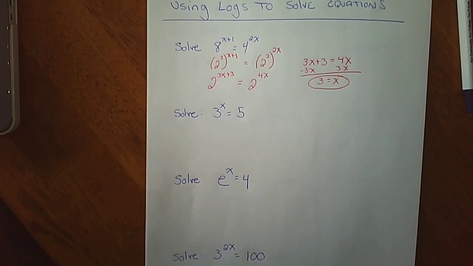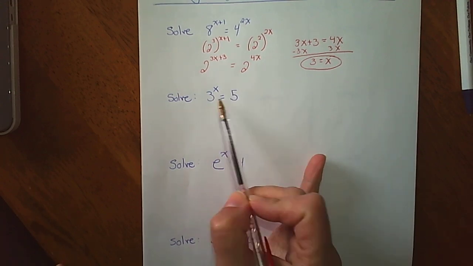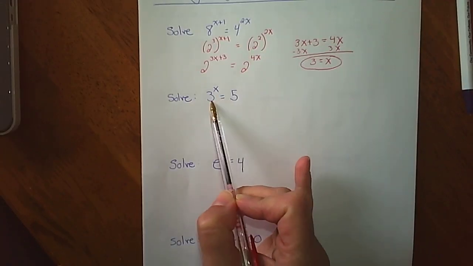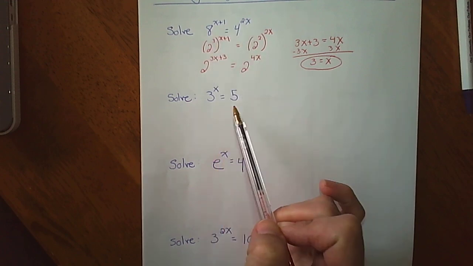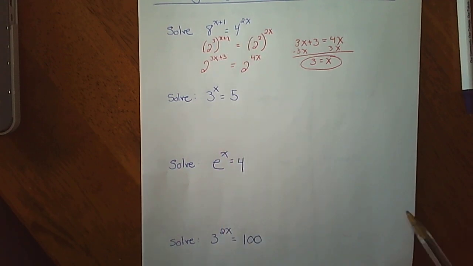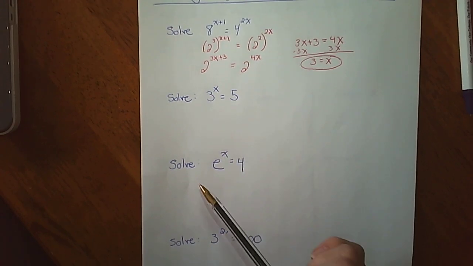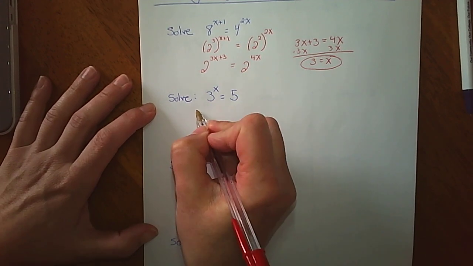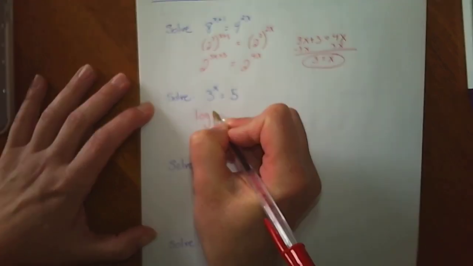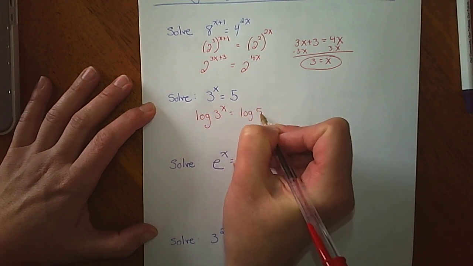Now let's take a look at the next one. 3 to the x equals 5. Now here's where things get interesting. Look at these two. Can we make these the same base like we did here? Made these into a 2. And the answer is no, we can't. When that happens, that's when logs come into play. What we can do is make them the same base. So I'm going to make this log 3 to the x equals log 5.